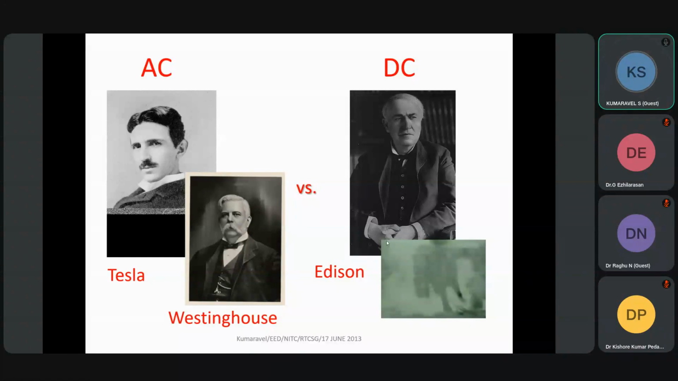Generation was AC. People were using alternators coupled to a turbine of maybe a thermal station. They use a steam turbine, or a hydro station with a water turbine, or an atomic station, again a steam turbine. Any conventional electricity generation method, if you see, it was AC.